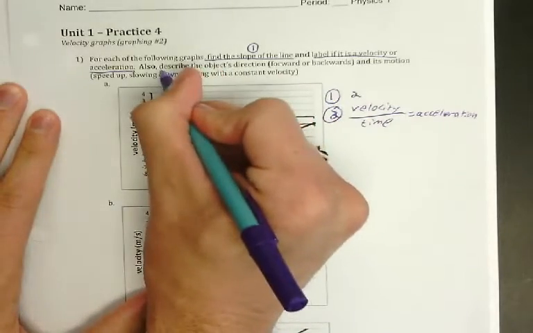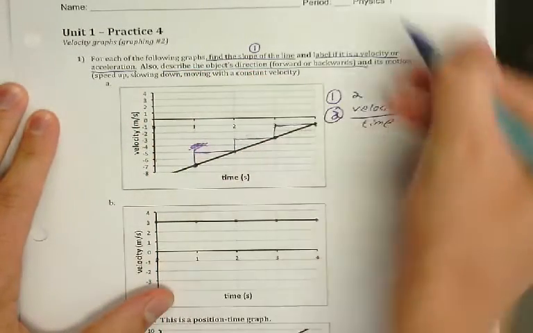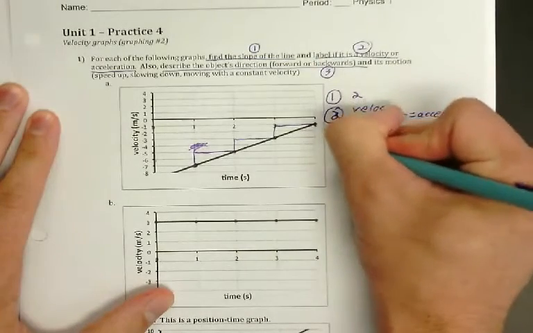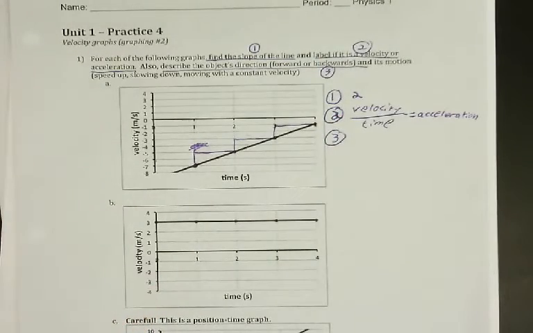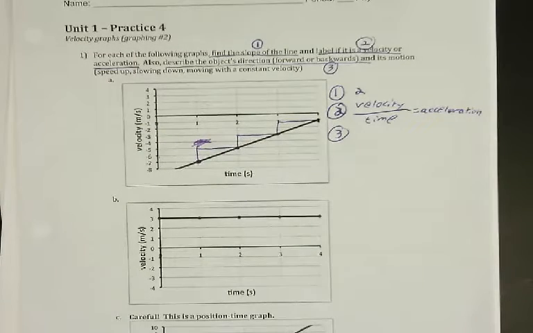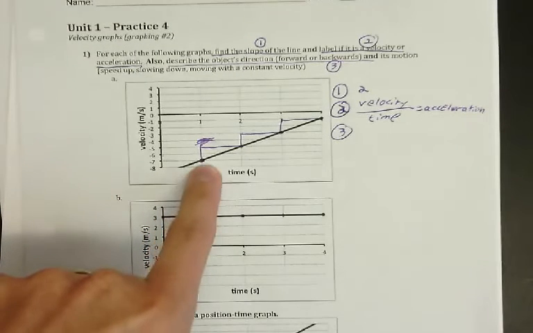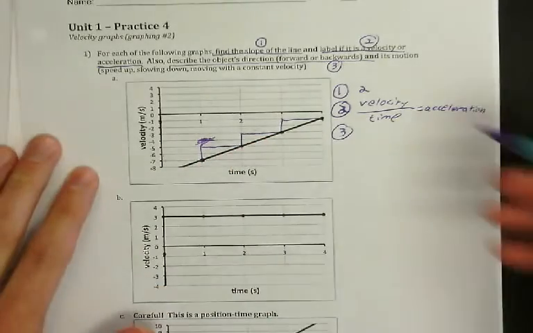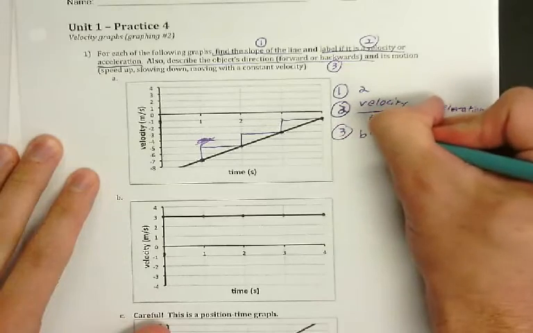All right, describe the object's direction, forwards or backwards. We're going to call this one 3. Okay, so notice that all of my velocities are negative. And yes, I'm sloping up. But remember, velocity's direction is the sign. So a negative velocity is backwards, a positive velocity is forwards. These are all negative velocities. Even though they're getting larger, they're still negative: negative 7, negative 6, negative 5, negative 4, negative 3. That means this is backwards.